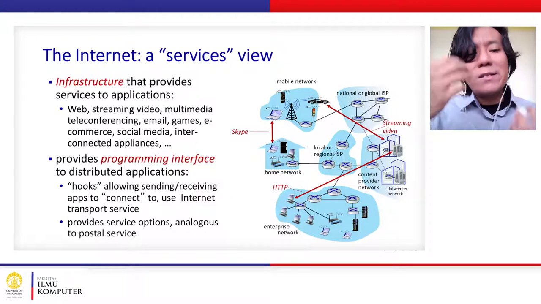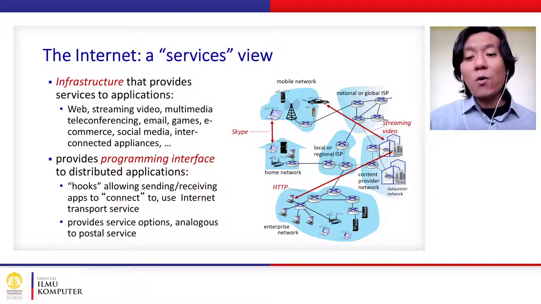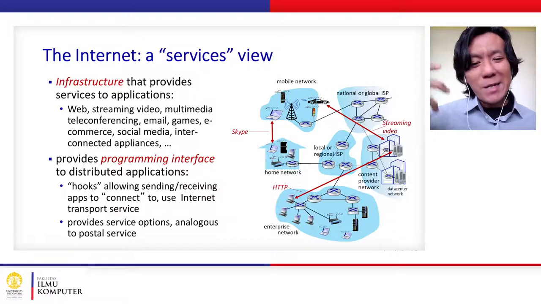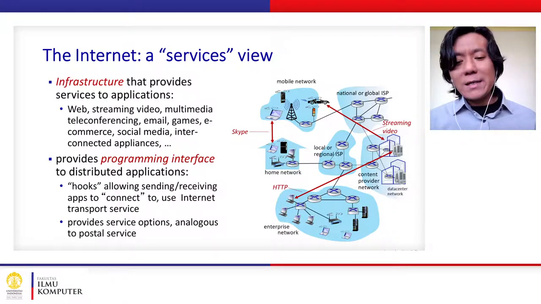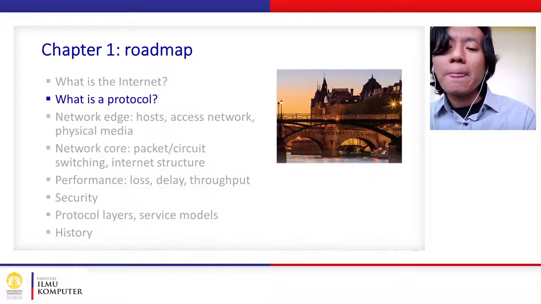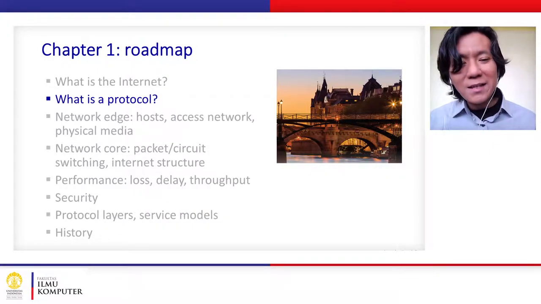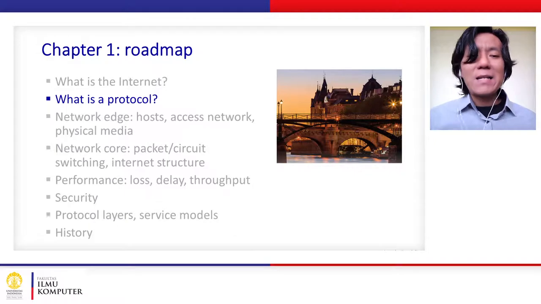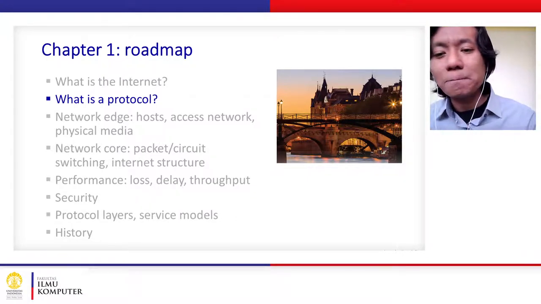So what are the actual services provided by the internet? Basically, they provide the programming interface that allows your application to hook into the network, send messages, receive messages, and many other communication aspects between two applications. That is the internet, a simple explanation of the internet. And in the next discussion, we will learn about protocols. A simple idea: what a protocol is, how it's defined, and how it actually works.